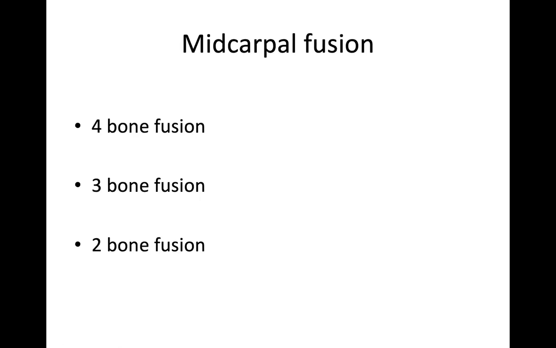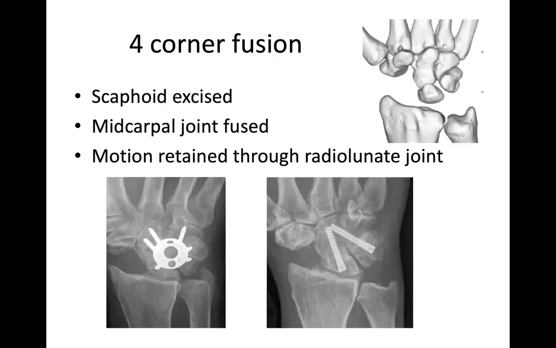Now, a lot of people just refer to this operation as a 4-corner fusion, because historically that was what everyone did, and most people still do now, is fusing the lunate, the capitate, the hamate, and the triquetrum. But we'll show you now, it's probably a better option to do a 3 or a 2-bone fusion. So the 4-corner fusion, excise the scaphoid and fuse the other 4 bones together so that the distal row doesn't fall off the proximal row. Then your motion is retained through the radiolunate joint.